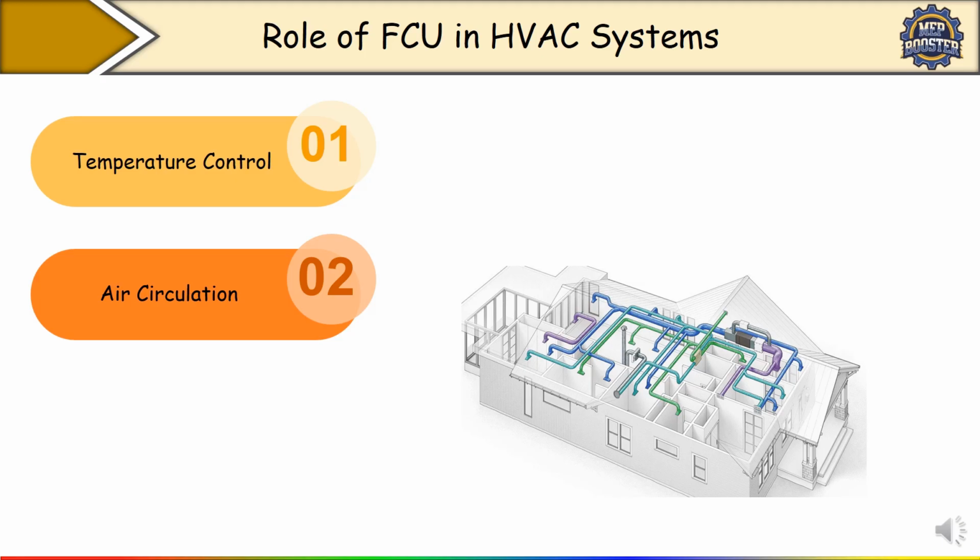So this keeps the air moving and prevents the space from becoming stuffy or stagnant. For example, in an open plan office, an FCU continuously circulates air, ensuring all areas receive an even distribution of cool or warm air. So this constant airflow keeps the office space comfortable for employees.